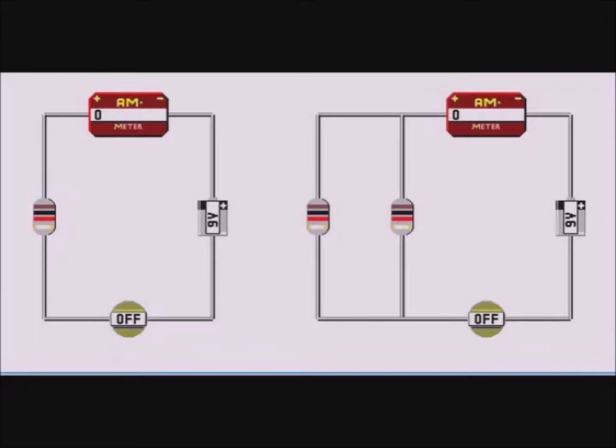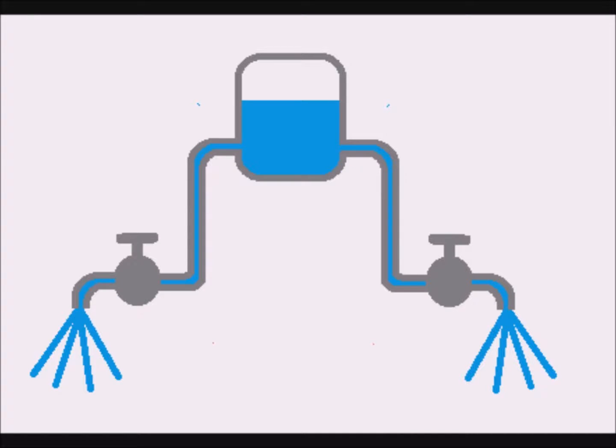Now let us see what happens when we place two 1K resistors in parallel. The single 1K resistor allows a current of 9 milliamps, while the resistors in parallel allow a current of 18 milliamps. We see that the current has doubled. This should not surprise us. If we return to our water analogy, we see that we have provided a second conduit for the current to flow.